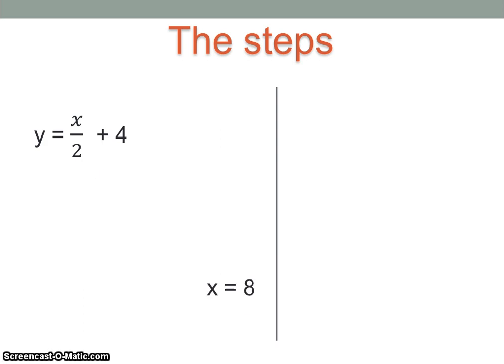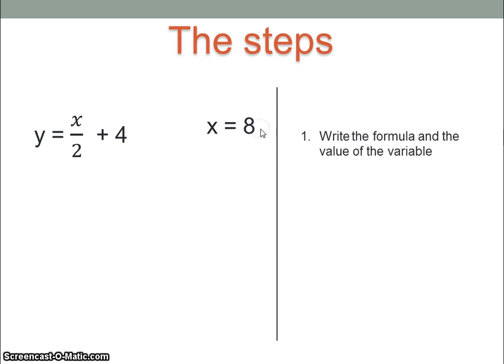Okay, here we've got another formula. y equals x divided by 2, or x over 2. Remember, we don't write the division symbol, we write it as a fraction. So y equals x over 2 plus 4, and our value of x is equal to 8. So the first thing we do is exactly what we've got here. We write the formula and the value of the variable.